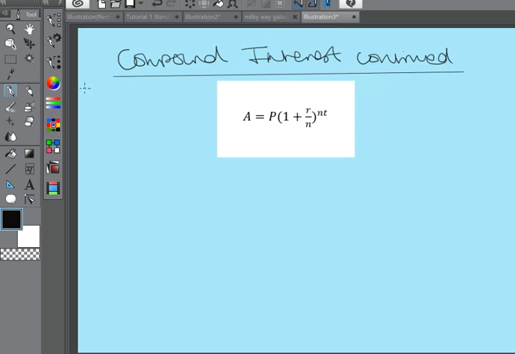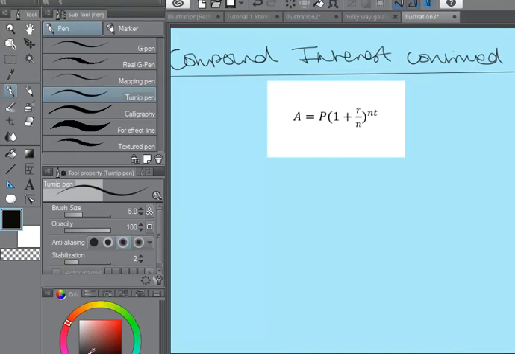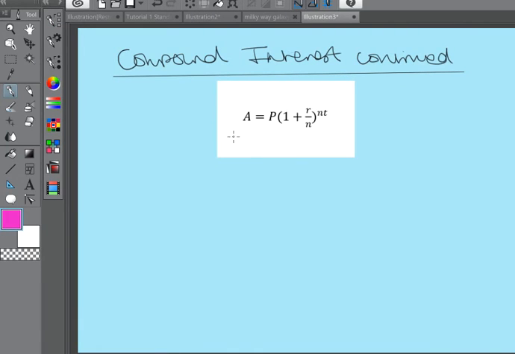Okay, let's go through what everything actually means first of all. I feel like that's probably, let's pick a pretty color, a good start. Okay, so this is your final amount. So at the end of your time period, this is what you're left with. This is called your principal amount, and that's your initial amount you're going to be starting off with. I'll come back to this number 1 in a little bit.